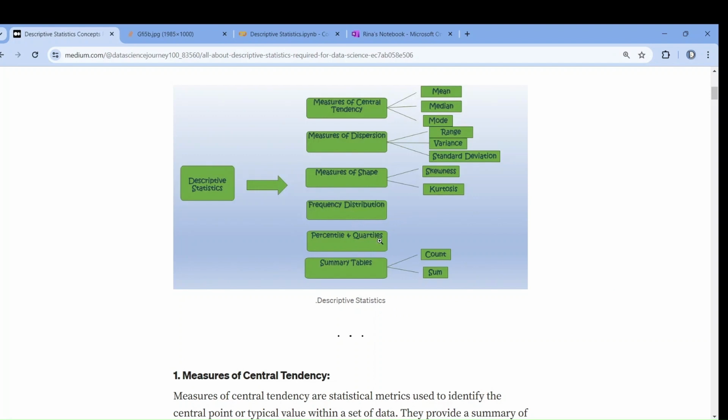And what is quartile? Quartile means the dataset is divided into 4 parts. What is quintile? The dataset is divided into 5 parts. What is deciles? The dataset is divided into 10 parts. What is sum? Sum means sum of all the numbers.